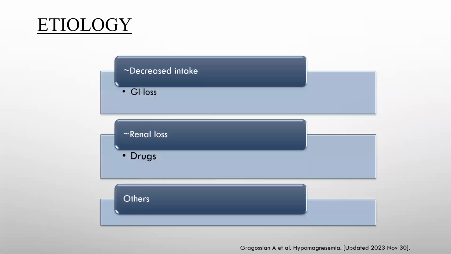So it can be because of decreased intake due to malnutrition, chronic alcoholism, GI losses because of diarrhea, malabsorption because of celiac disease or Crohn's disease, NG suction, and renal losses, and drugs like loop and thiazide diuretics, aminoglycosides, etc., and other causes like pancreatitis, refeeding syndrome, etc.